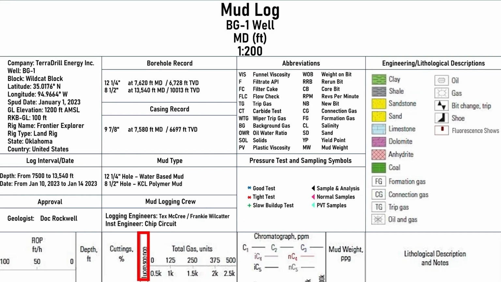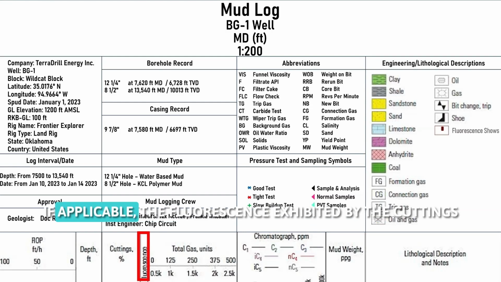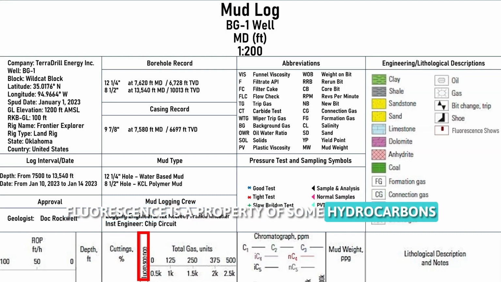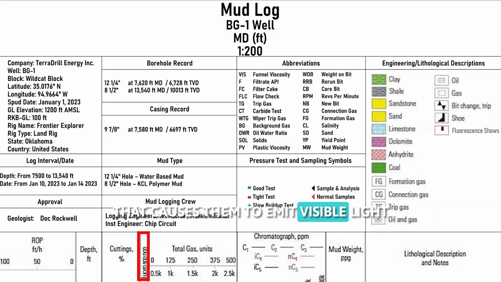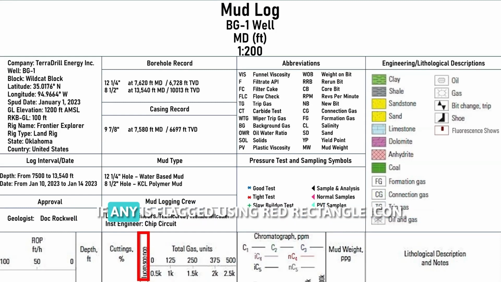Fluorescence. The fluorescence column on the mud log shows, if applicable, the fluorescence exhibited by the cuttings when exposed to ultraviolet (UV) light. Fluorescence is a property of some hydrocarbons that causes them to emit visible light when irradiated by UV light. In this mud log chart, the depth interval that exhibited fluorescence, if any, is flagged using a red rectangle icon.